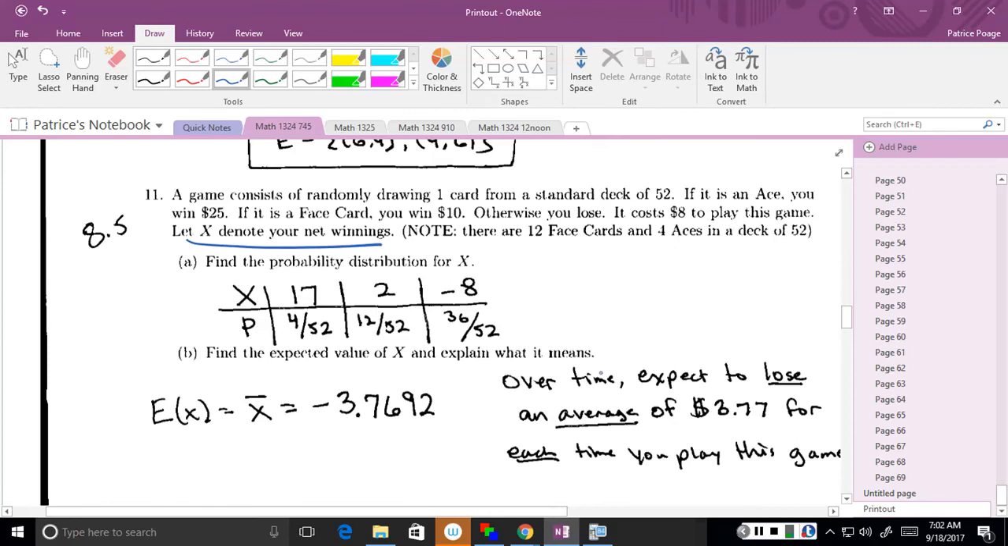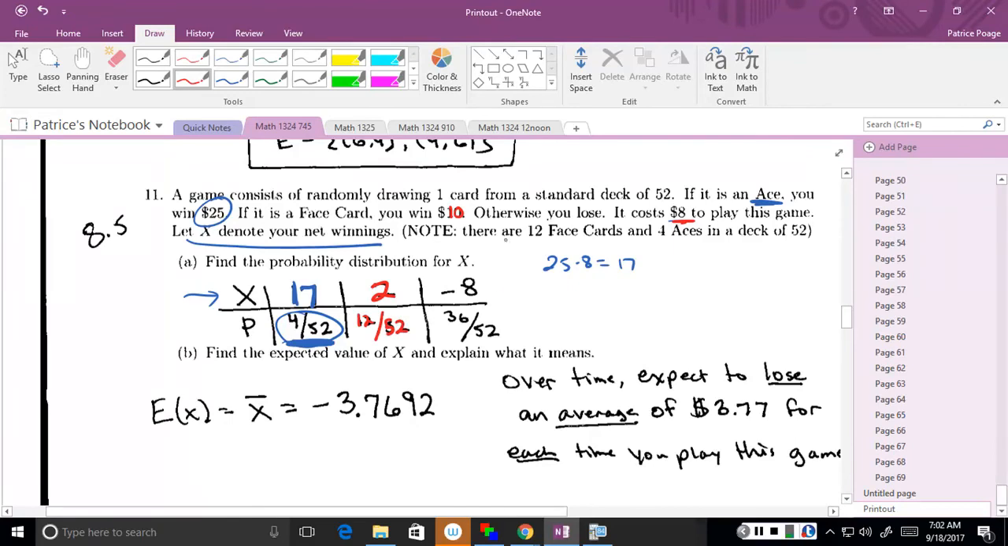So the best case scenario is you get an ace. There's 4 aces out of 52, so the probability of that happening is 4 out of 52. And if that happens, then your net winnings is your $25 minus the $8 you paid to play. So 25 minus 8 is 17. So 17 is our first X value. If it's a face card, you win $10. But since you paid 8, you really win $2. And there's 12 face cards out of 52.